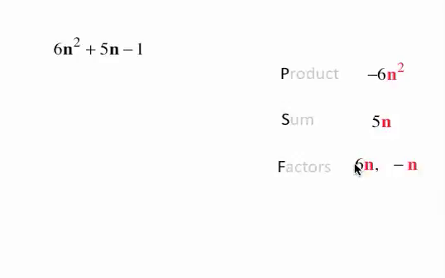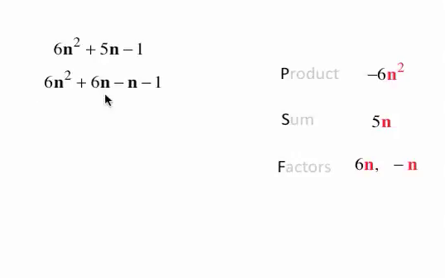So we have, and we check, 6n added to negative n gives us 5n. 6n multiplying negative n gives us negative 6n squared. Great. So we replace our middle term with the 6n minus n, and that gives us 6n squared plus 6n minus n minus 1.